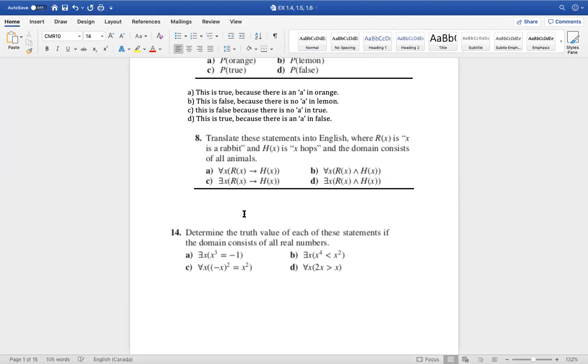Okay, so in this question, we will have to translate these proposition statements, and there are some quantifiers with it. This upside down A represents for all, and the other E here represents there exists. So we will have to translate these into English statements. R of X represents the statement X is a rabbit, and H of X represents X hops, and the domain consists of all animals.